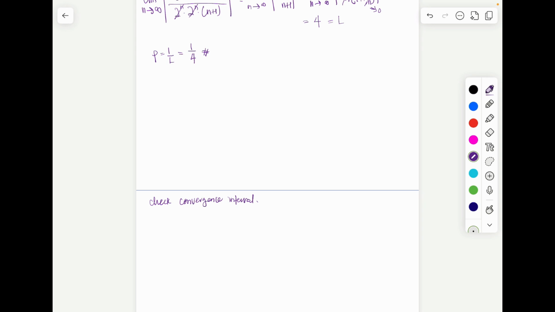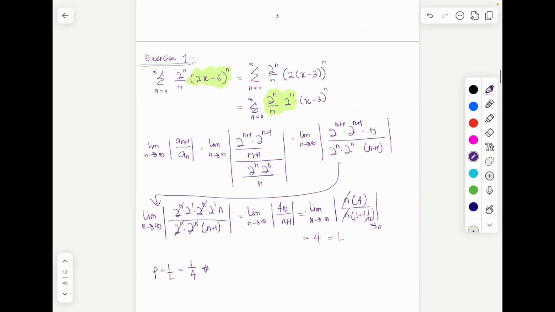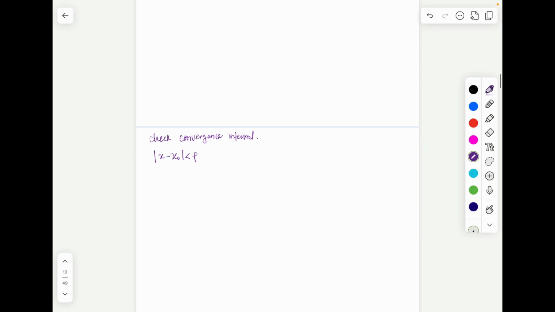So we know that the convergence interval initially looks like this: |x − x0| < ρ. In this case, our x0 is 3. So |x − 3| < ρ, where ρ is 1/4. From this, we know that x − 3 is less than 1/4 and greater than −1/4. So x is in between 11/4 and 13/4.